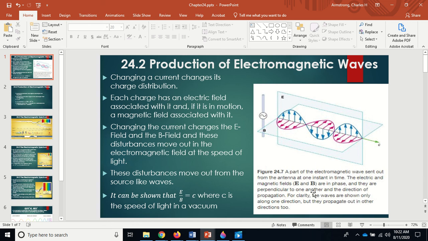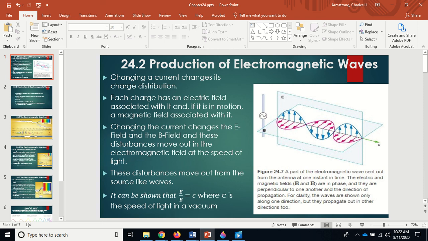I don't know which one's which. Okay, I guess the blue is the electric field, and the B is the magnetic field. So the red is the magnetic field, the blue is the electric field. And so they go perpendicular to each other, okay? They go perpendicular to each other, and they move along this axis at the speed of c, the speed of light. So changing a current changes its charge distribution.